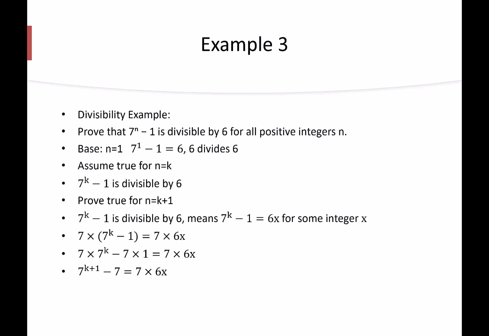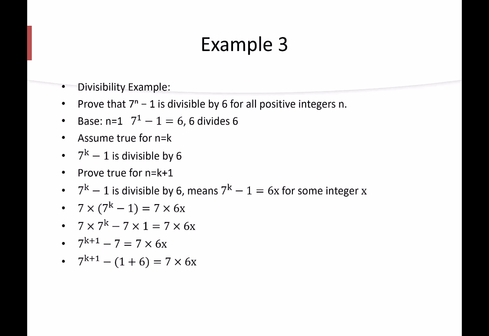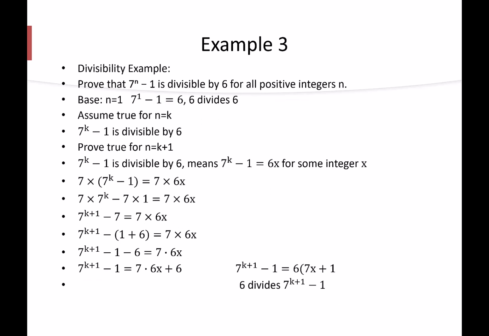Instead of writing minus 7 on the left, I'm going to write 7 as 1 plus 6. Since the 1 and 6 are in parentheses, I know the negative applies to both of them. So I have 7 to the k plus 1 minus 1 minus 6. I'm going to take that 6 and move it over to the right-hand side of my equation. Now I have 7 to the k plus 1 minus 1 is equal to 7 times 6x plus 6. Notice that both terms on the right have a 6 in common, so let's factor it out. That looks like 6 times (7x plus 1). This shows me that 6 divides 7 to the k plus 1 minus 1, which therefore proves our original statement.